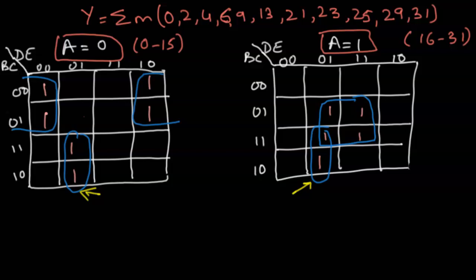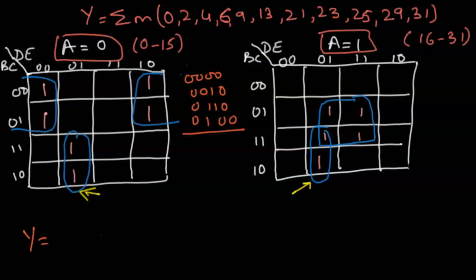Let's write down for each term. So the group 1, we have Y is equal to, after simplification, let's try simplifying. So we have 0, 0, 0, 0, 0, 0, 1, 0, 0, 1, 1, 0, and 0, 1, 0, 0. So what we have in common here is my B, C, D and then E. So because this is SOP form, remember it's B bar dot E bar. And also remember this K-map is for A is 0, so A bar. Now let's leave this term for now. Let's go to the next K-map.